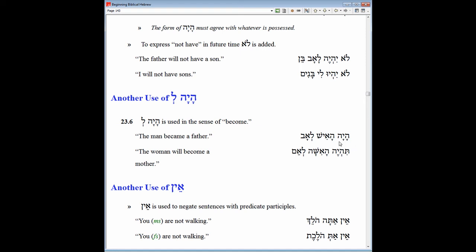So, there was the man to a father. Well, that doesn't make any sense. There was the man to a father. Okay, when you get something like this, again, remember that haya plus lamed can convey the sense of become. So the man became a father. Okay, same thing down here. We have she will be the woman to a mother. Again, what does that mean? Doesn't mean anything. Well, the form of haya just happens to be in the imperfect, plus lamed, conveys the sense of become. So the woman will be, or will become, a mother.